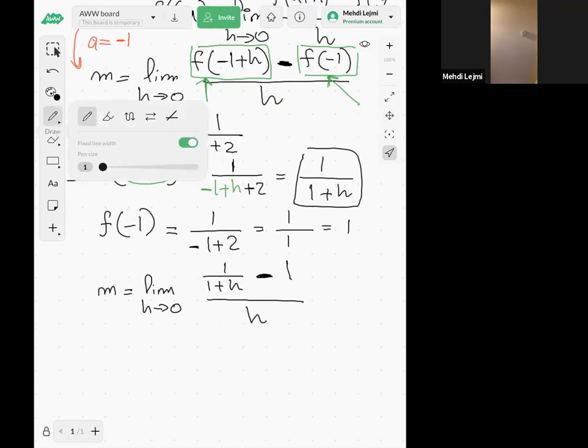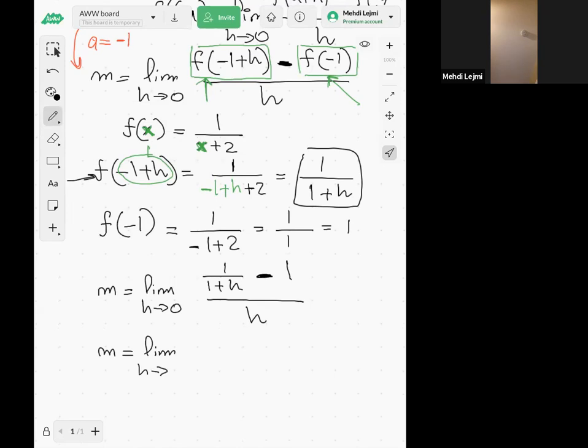So we have to compute the top. That's the limit, h going to zero. Here in the top, I have a subtraction of fractions, so I need to get the common denominator. First I need to make this 1 look like a fraction, so I'm going to divide by 1. And then I'm going to multiply by 1 plus h in the top and in the bottom, to get the common denominator. So that will be 1 over 1 plus h minus 1 plus h over 1 plus h, the whole thing over h.